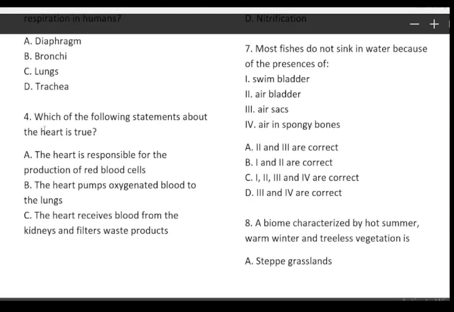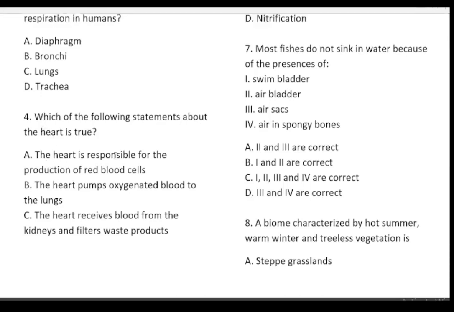So let us see what the statements here are saying. That the heart is responsible for production of red blood cells. No, the heart does not produce red blood cells. Red blood cells are produced in the red bone marrow of the longest bone in the body, which is the femur. And then option B says that the heart pumps oxygenated blood to the lungs. No, the type of blood that goes from the heart to the lungs is called deoxygenated blood, and that is during the pulmonary circulation, because we have two types of circulation. We have the pulmonary circulation and the systemic circulation.